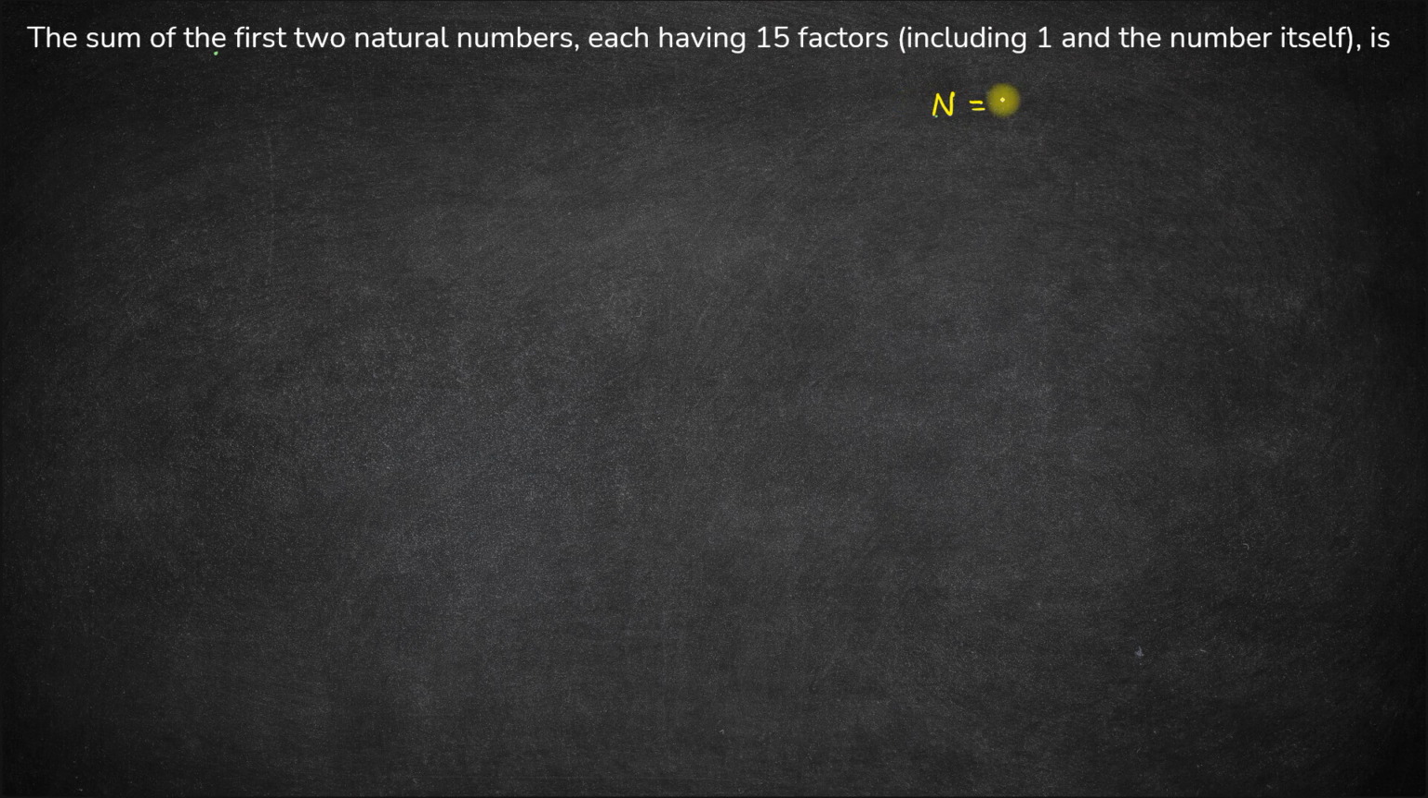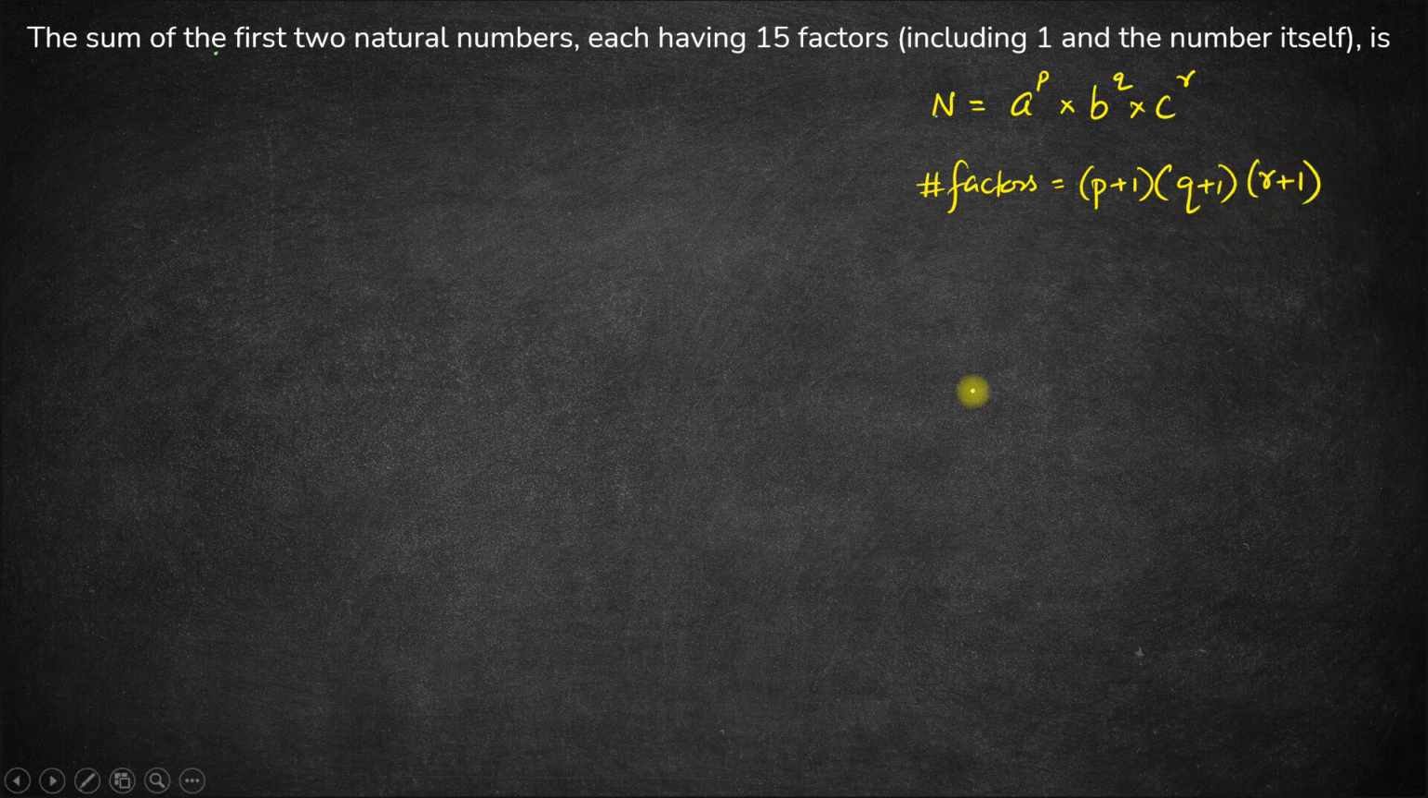If a number is written in prime factorized form, which is a to the power p into b to the power q into c to the power r, the number of factors is calculated as (p plus 1) into (q plus 1) into (r plus 1). This is how we calculate the number of factors, correct? Fine. So this should come out to be 15, right?